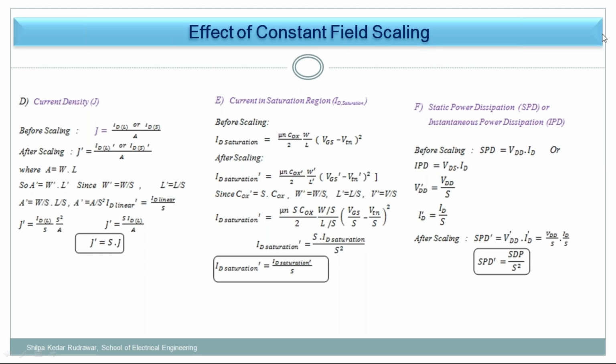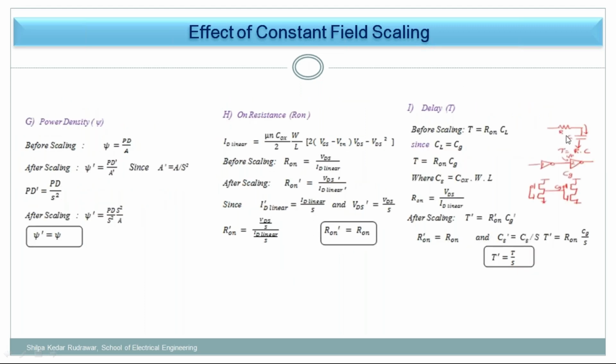Okay. In the same way, you are having the things over here also. Power density, that is PD by A. How to find PD? That you already got. It is decreased by S square. So we have replaced this PD by PD dash. And A is what? That is A by S square. Replace that. You are getting the value. What you got over here? There is no effect of power density. There is no effect of constant field scaling on the power density before and after the scaling. So both are same. Okay.